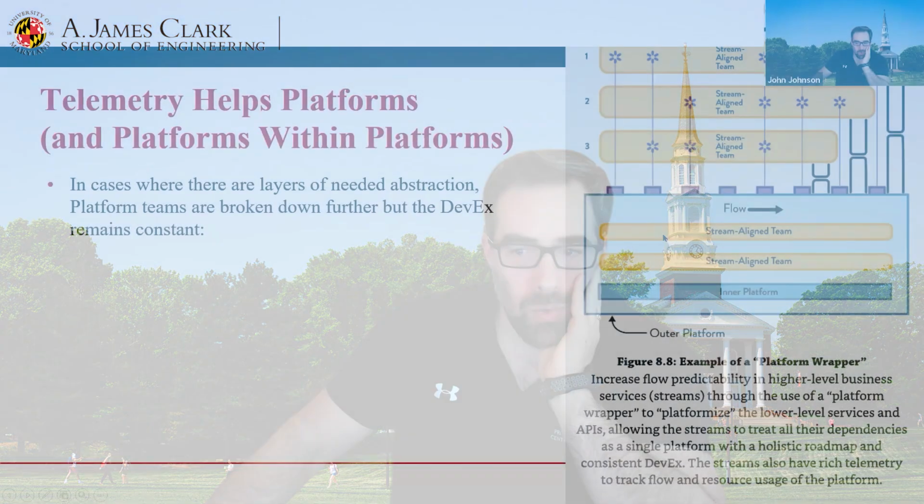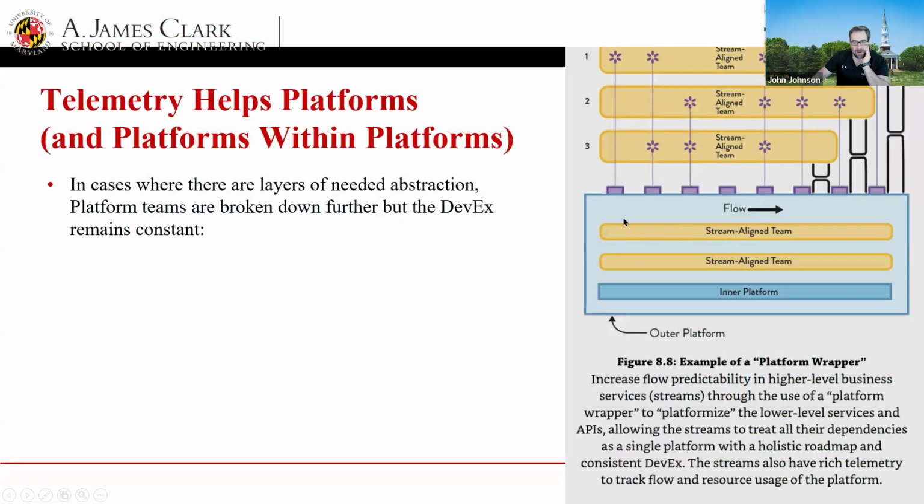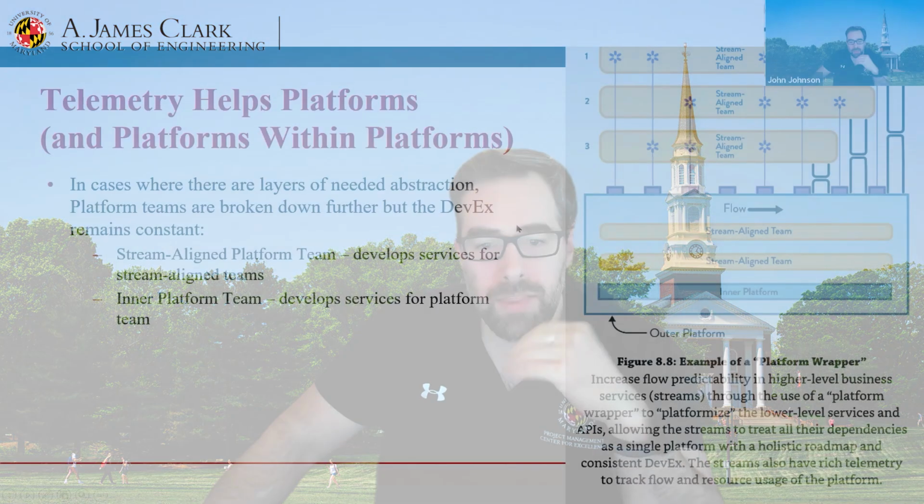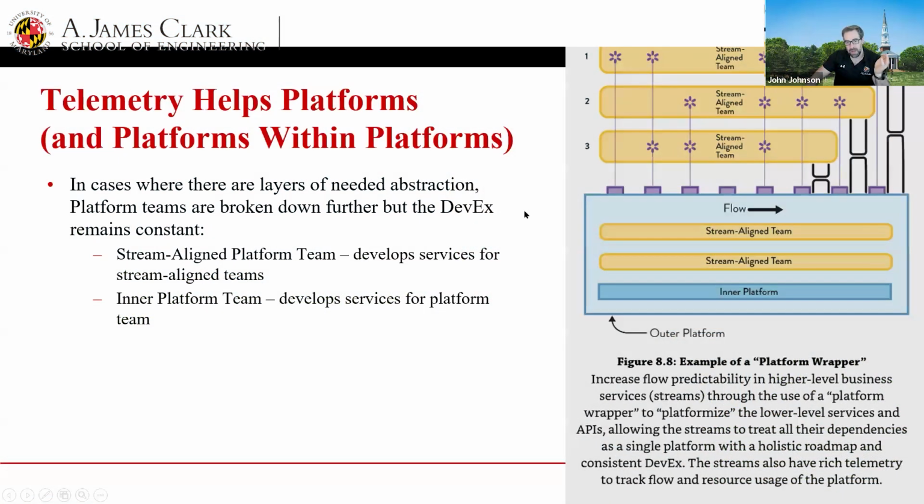So, in cases where you have layers of abstraction, what happens is those teams that are in the platform that are servicing product teams that are directly interacting with customers, developing services and products for them, those teams are going to be looking at the developer experience and trying to improve the experience of developers in their teams. And oftentimes they're going to be your strongest developers. And they're going to be focused on trying to make the product teams go as fast as possible.